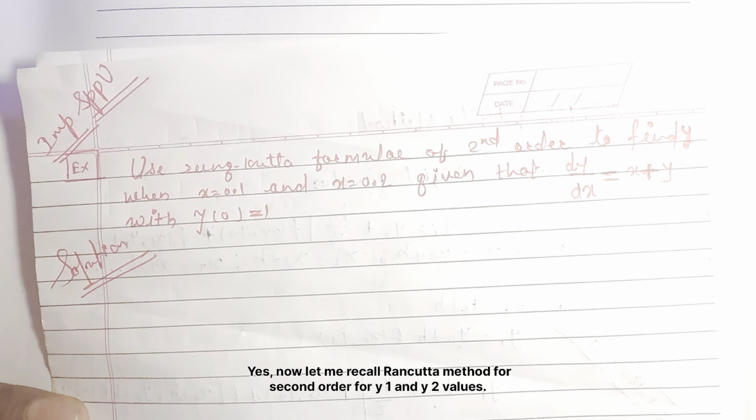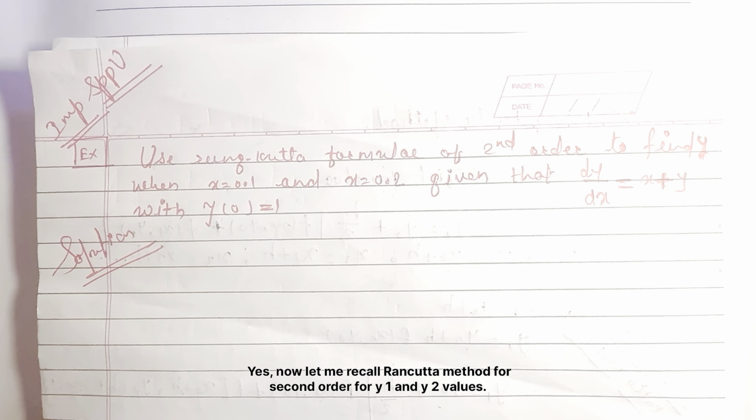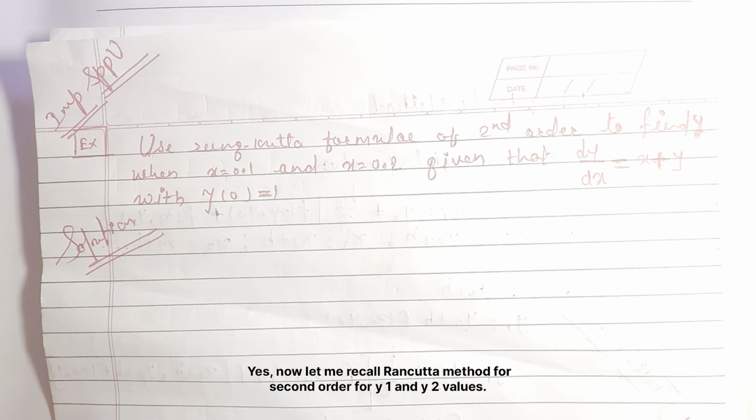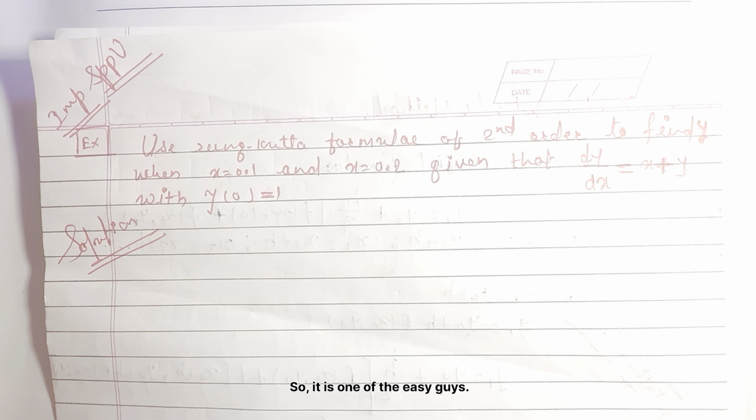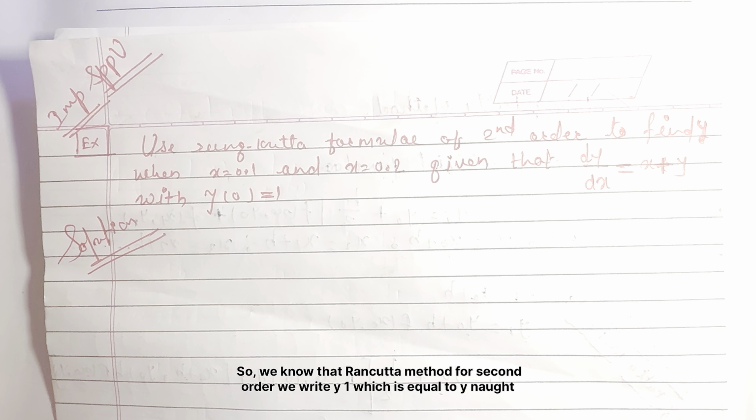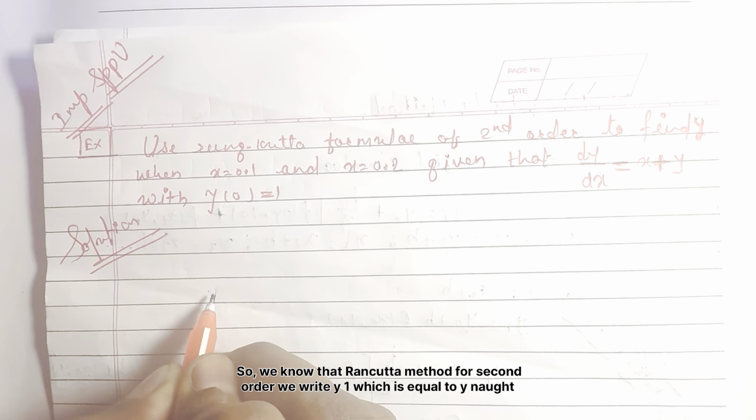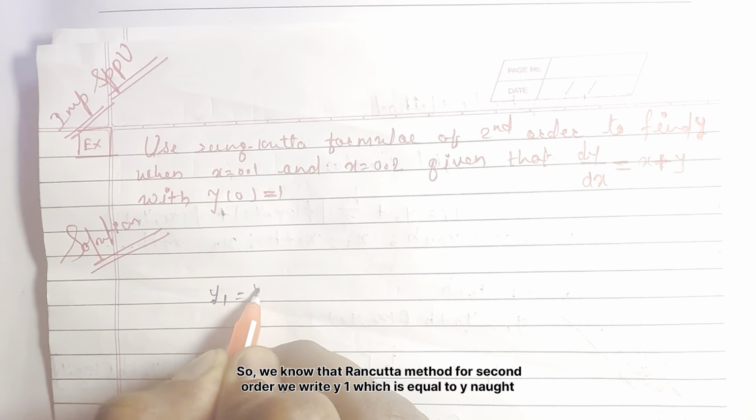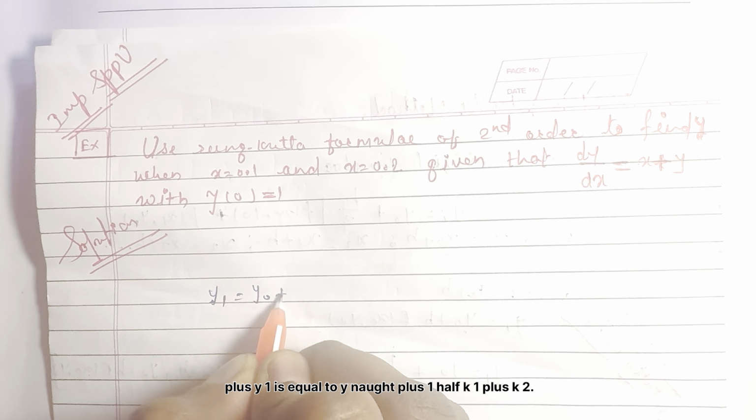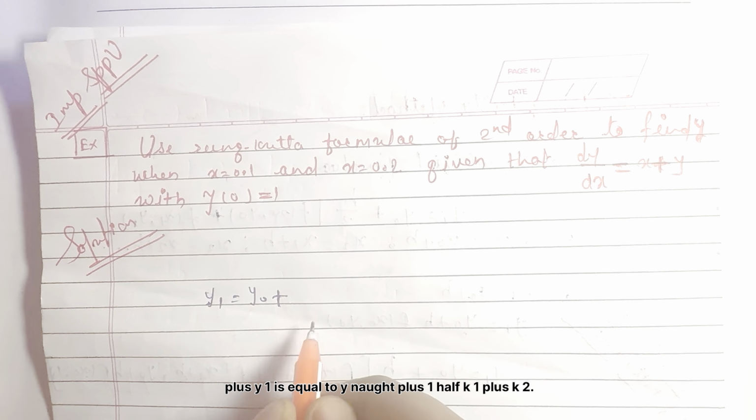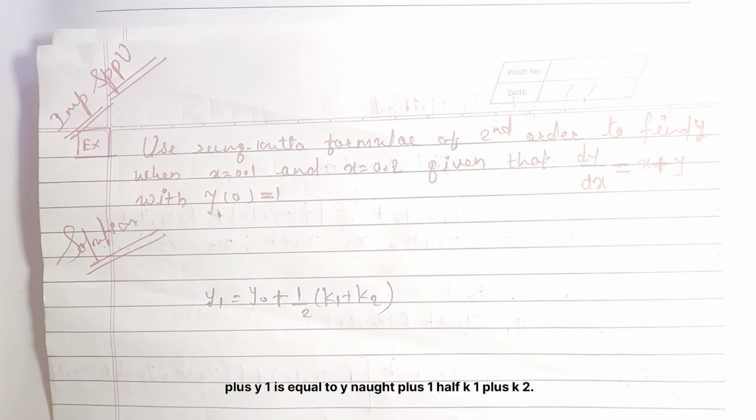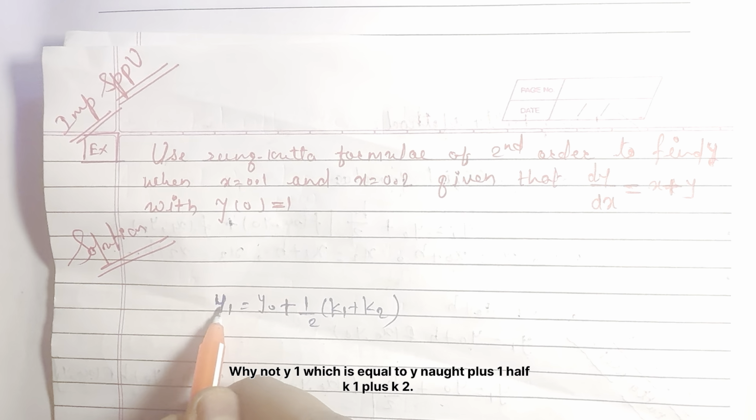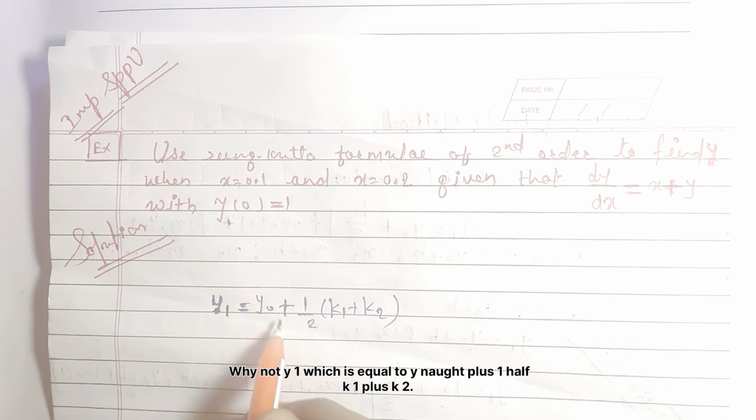Now let me recall the Runge Kutta method for second order, for the y1 and y2 values. It is one of the easy ones. We know that in the Runge Kutta method for second order, we write y1 = y naught + 1/2 (k1 + k2).